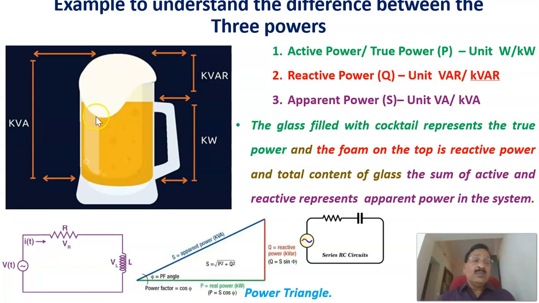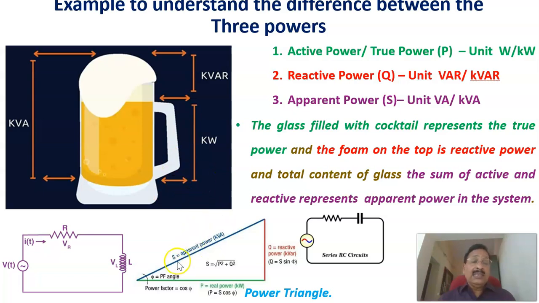Therefore, the total size of the glass is decided by the sum of these two things, active power and reactive power. That is the size of the glass, the kVA, that is the apparent power.